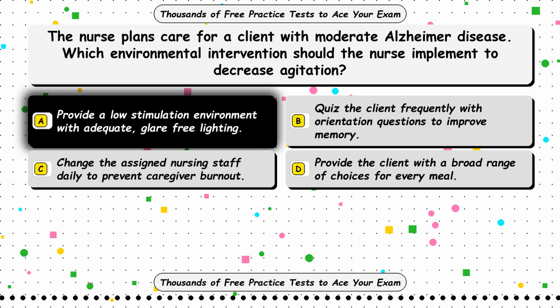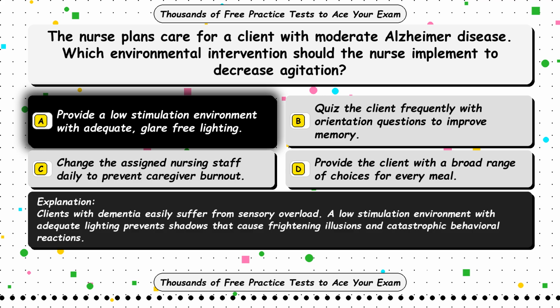The correct answer is option A. Provide a low-stimulation environment with adequate, glare-free lighting. Clients with dementia easily suffer from sensory overload. A low-stimulation environment with adequate lighting prevents shadows that cause frightening illusions and catastrophic behavioral reactions.